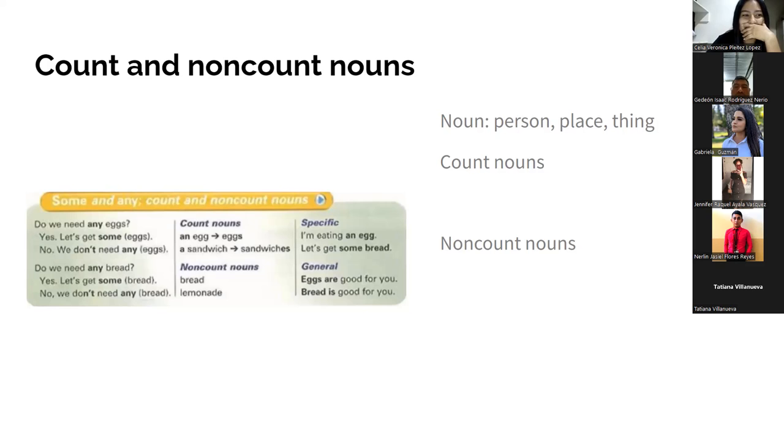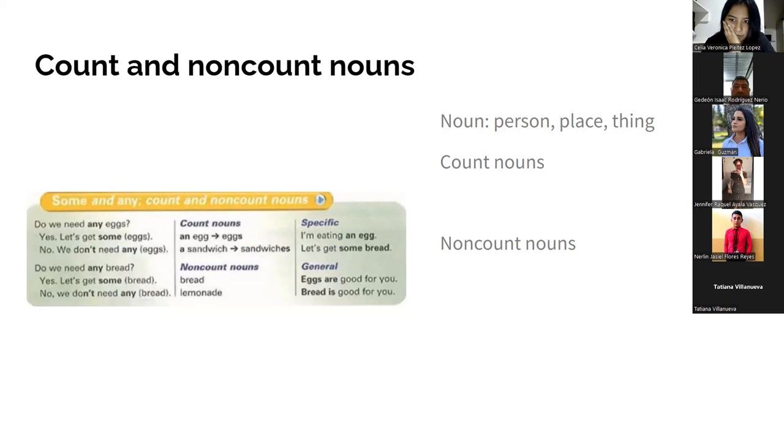Ahí tenemos los ejemplos. Do we need any eggs? No, we don't need any eggs, right? We don't need any bread. No, we don't need any bread. Y lo usamos para contables o incontables. No importa, ¿verdad? Y some, lo vamos a ocupar también para preguntas y para afirmativas también. Para negativas, sí, digamos que el any es el que vamos a usar siempre. Pero some lo vamos a ocupar para afirmativas y también va a ir en preguntas. Y se pueden ocupar también en contables o incontables.